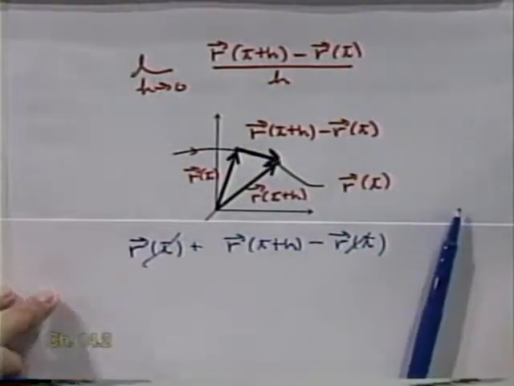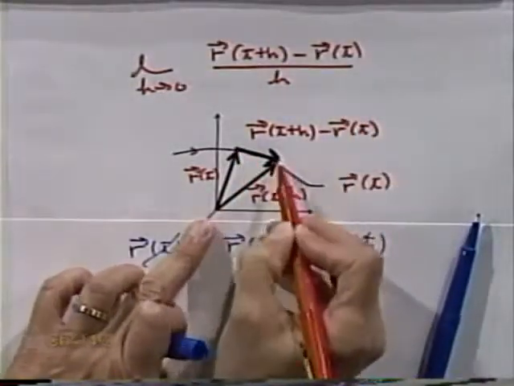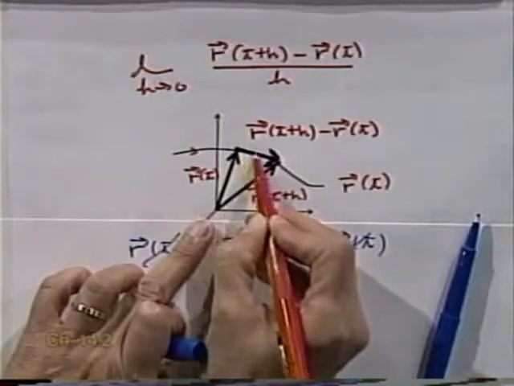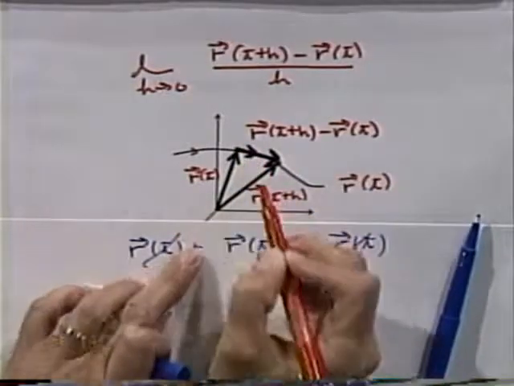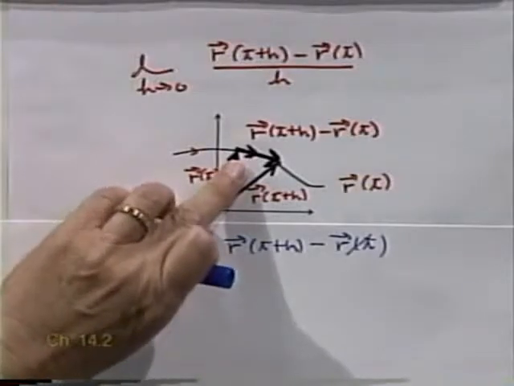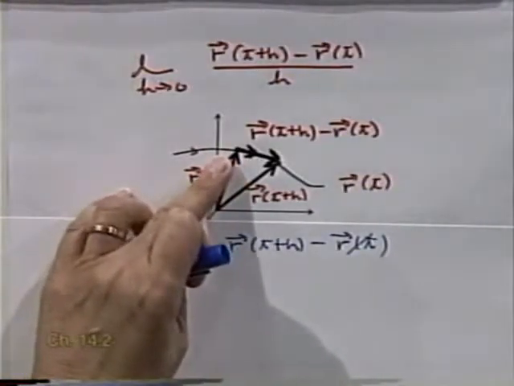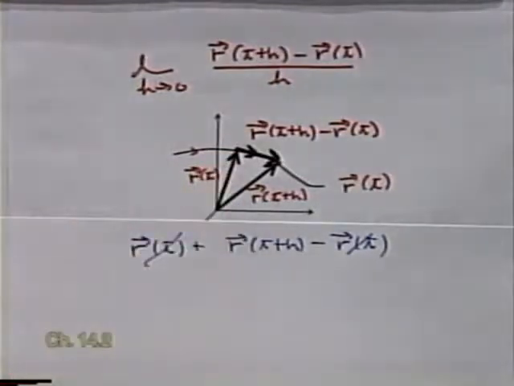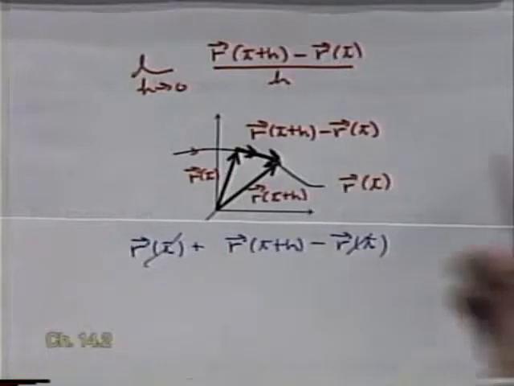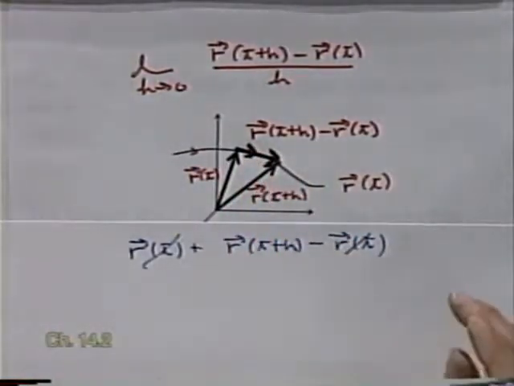And note, as I let h go to 0, this point approaches this point, and you're getting closer and closer to a vector that's right about here. In other words, as you can see from the picture, the derivative is a tangent vector. It's a vector that's tangent to the curve, just like the derivative gave you the slope of the tangent line before. But this derivative is going to be a vector that's tangent to the curve at the point of tangency.